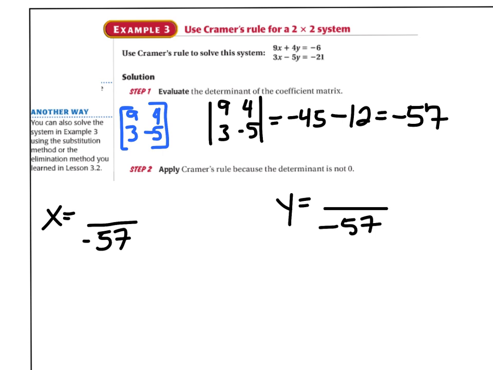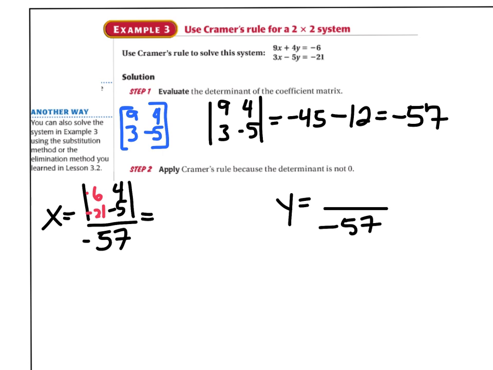Remember, for x, when we're looking for that determinant matrix, what we're going to do is replace our x column, or x coefficients, with the constants. So you're going to put that negative 6 and negative 21 in your first column. In your second column, just go the numbers that were in your coefficient matrix, which would be 4 and a negative 5. Alright, so just notice that one difference.